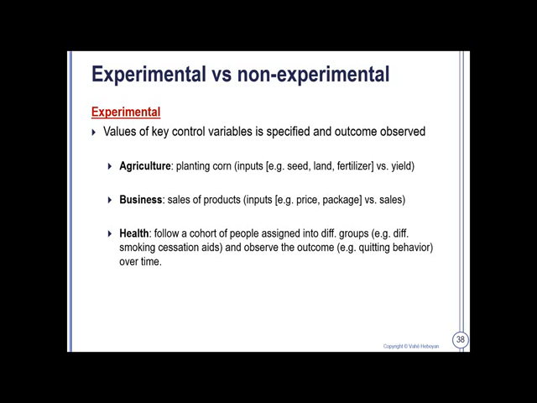Okay. So experimental data are the data where the values of key control variables are specified, and then we are observing the outcome. Take agriculture. We are planting, providing the inputs, in this case planting the seeds, providing the land, fertilizing, watering. Then we wait and at the harvest calculate the yield. So this is experimental because we're experimenting by applying different levels of seed, different types of fertilizer, and then observing how the yield changes based on that.